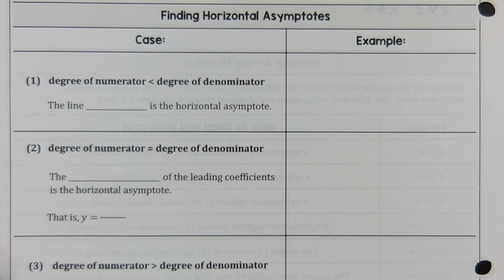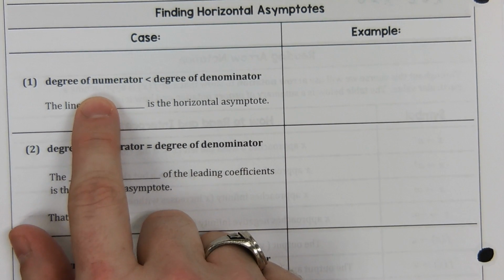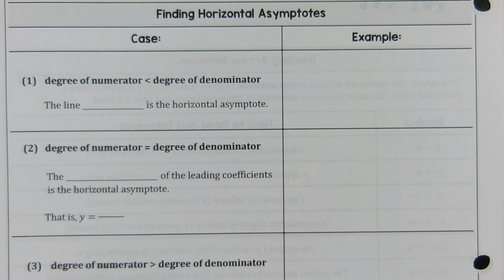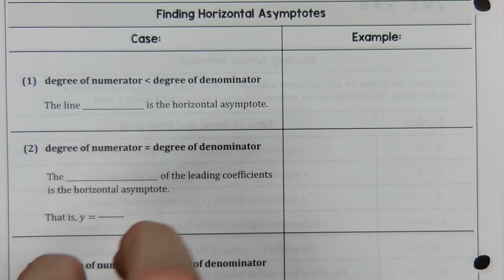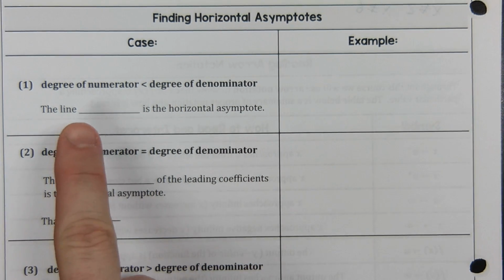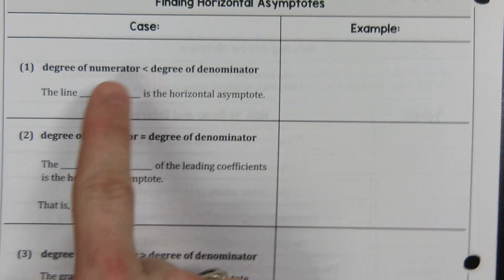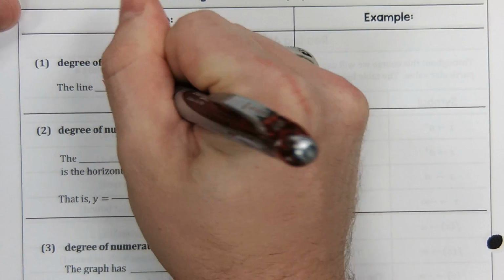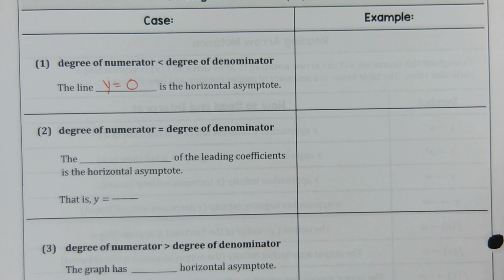There are 3 cases. Case number 1, the degree of your numerator, that's the top of the fraction, is less than the degree of the denominator. That means the degree on the bottom is bigger. Some math teachers will call that a bottom-heavy function. A fat bottom girl, okay? A bottom-heavy function. If the degree of the numerator is less than the degree of the denominator, then the line y equals 0 is always the horizontal asymptote. The line y equals 0 is the x-axis, in case you didn't know.